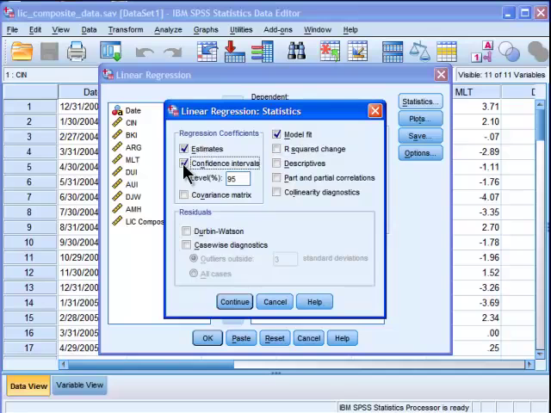I always like to click the confidence intervals, which are going to be provided for the unstandardized beta weights and the intercepts. R-squared change is really only something I think you would use in a hierarchical multiple regression. We've got descriptives, part and partial correlations, and then collinearity diagnostics.